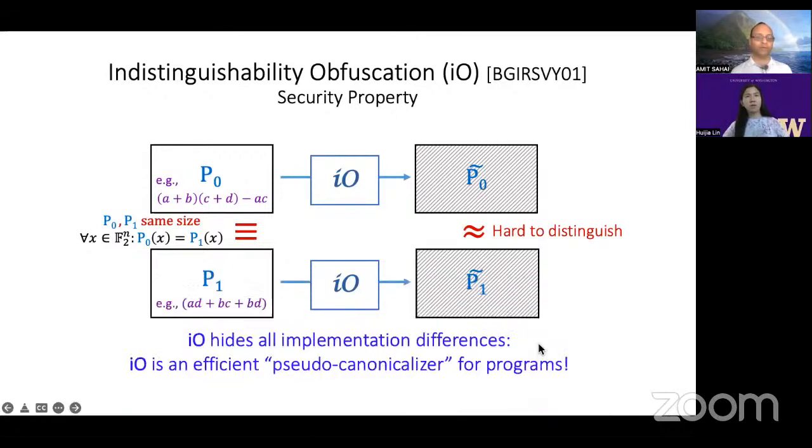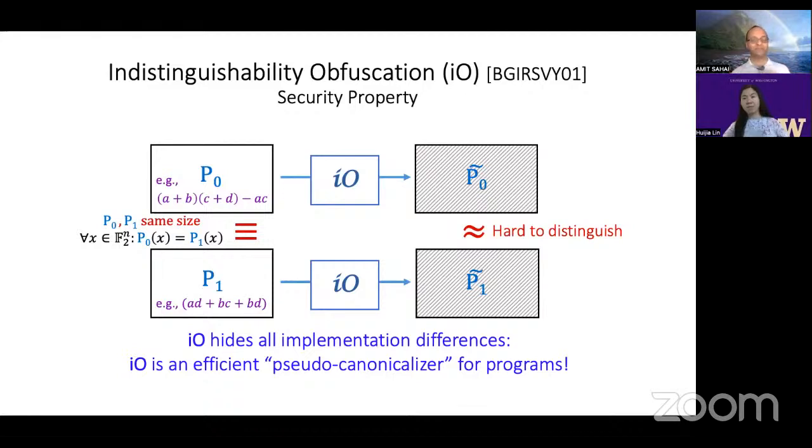Okay, and what does this mean more intuitively? What it means is that IO hides any implementation differences that exist between P0 and P1. In other words, what we learn is the functionality, but not the implementation choices that were made to implement that functionality. In that way, IO can be seen as a sort of efficient pseudo-canonicalizer of programs, since a canonical form would have this property. Of course, we don't expect efficient canonical forms to exist for programs, but in this way, we want to get something close, a pseudo-canonicalizer.